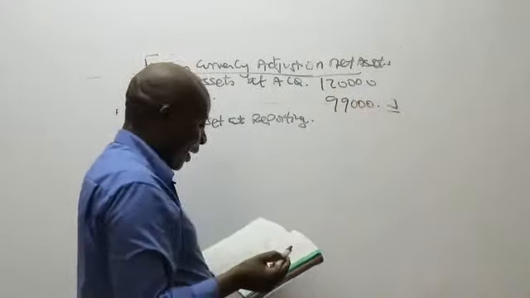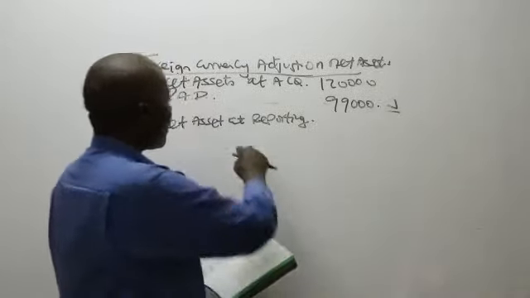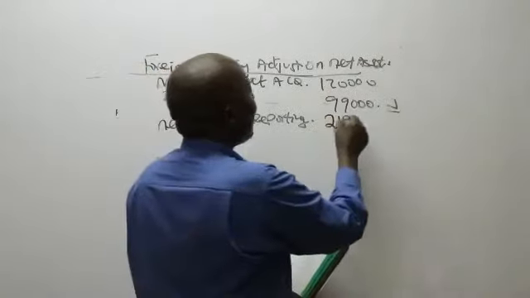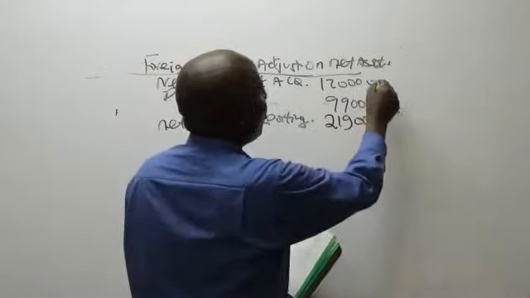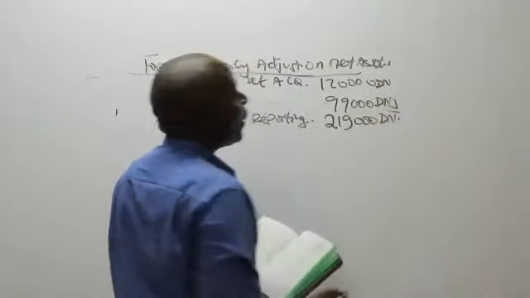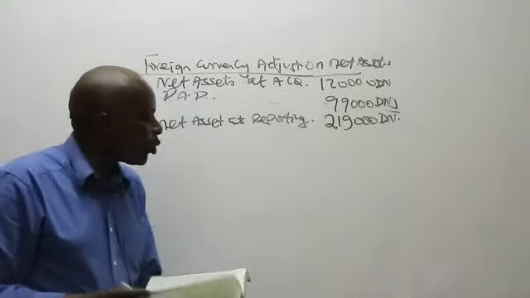Ladies and gentlemen, how about net assets at the year end? Net assets at the reporting, mulikuwa mnapata ngapi? 219,000. You guys are bright. These are free marks. Remember, all these are still in foreign currency. So I would want us to translate this.